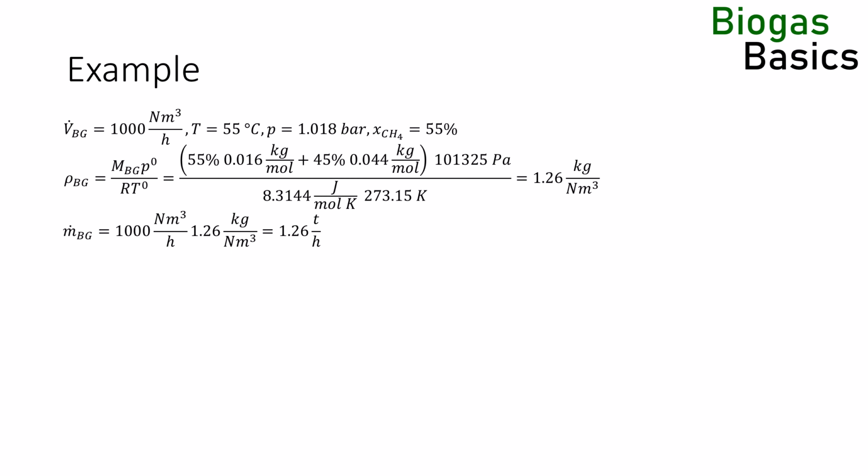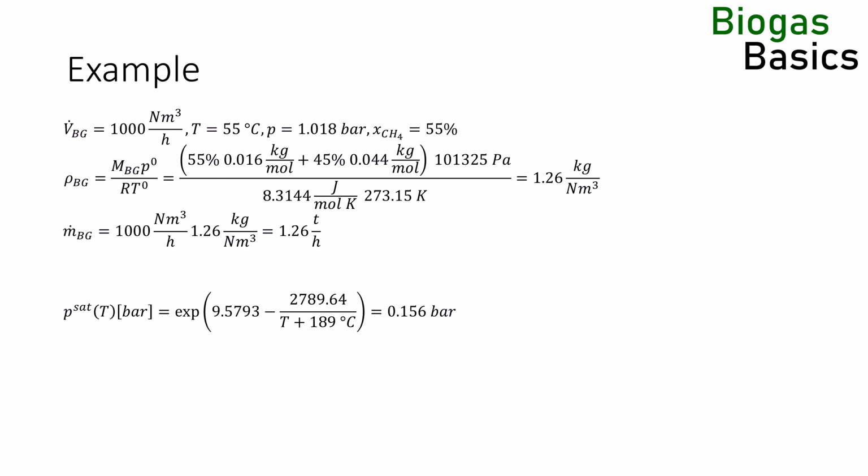Next, we calculate the saturation vapor pressure of water with the Antoine equation. It is 0.156 bar. We can use Raoult's law to calculate the volume fraction of water vapor in the biogas. It is 0.156 over 1.018 bar, or 15.3%. That means 15.3% of the volume is filled with water vapor.